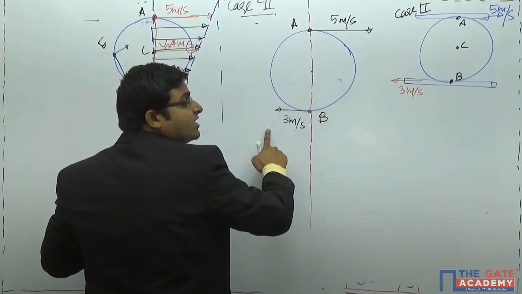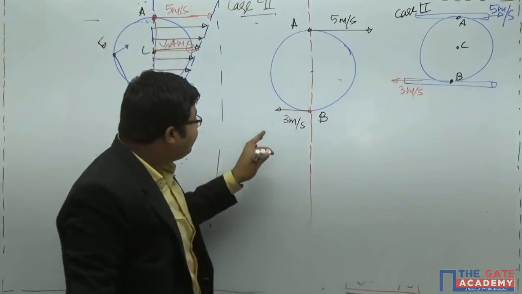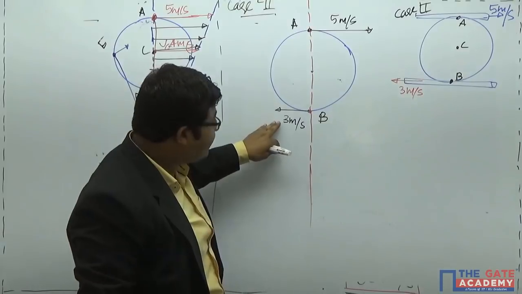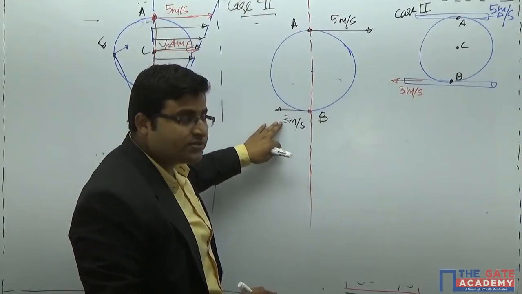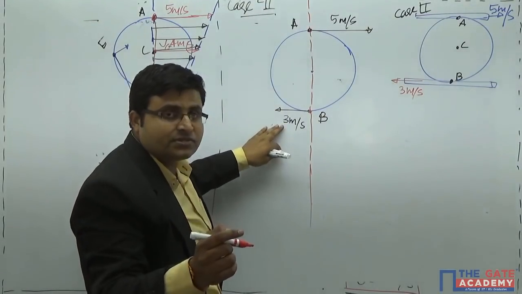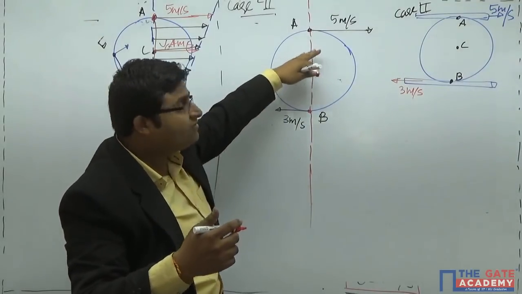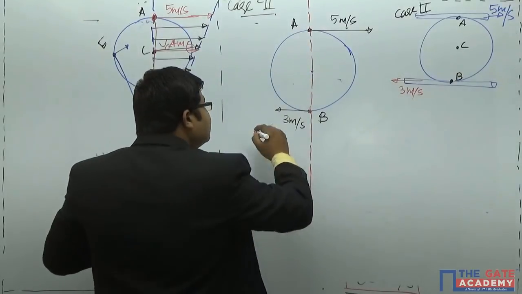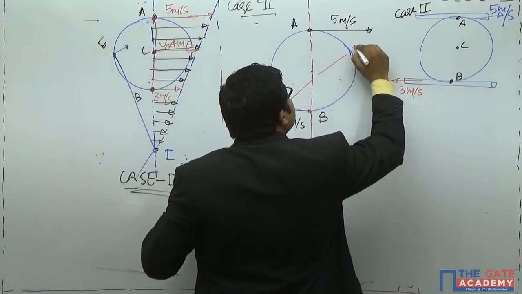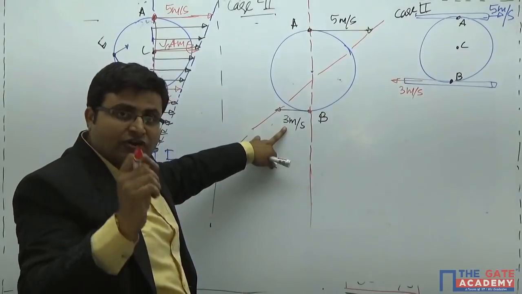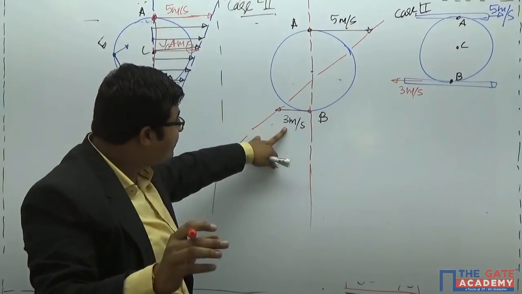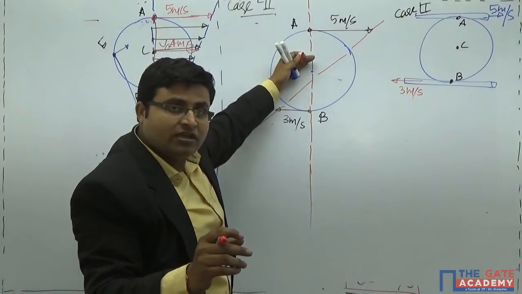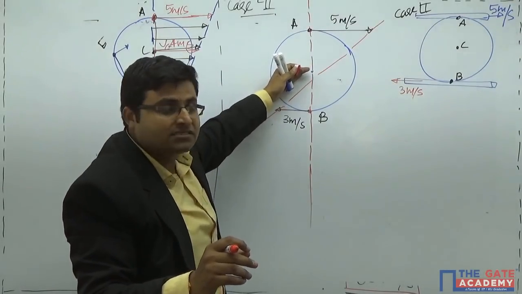If these two magnitudes are equal, then what will happen? Then this particular line will pass through the center. If this was higher in magnitude, instead of 3 meter per second, if it would have been greater than 5, then this line should have passed above this center. Now in this case, it will pass like this only. Okay, instead of this 3, if it would have been given as 6 meter per second, then definitely this line would have crossed this center and passed above it.